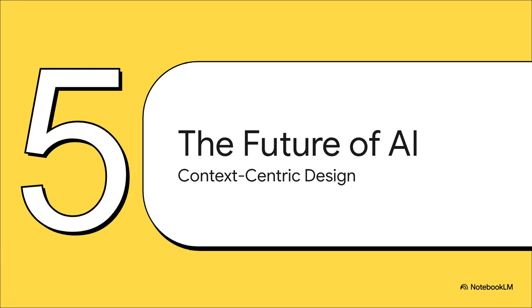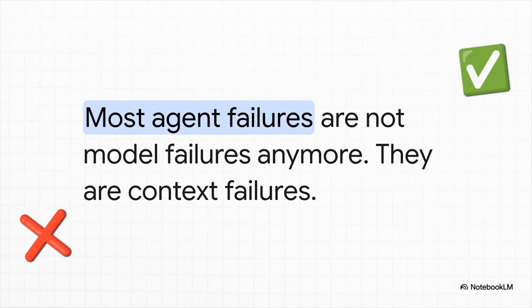Well, it points to a really fundamental shift in where the important work is happening when we build these AI products. If there's one thing you take away from this whole explainer, let it be this. For the AI agents we're building today, most failures are not model failures anymore. They're context failures. The AI didn't mess up because it wasn't smart enough. It messed up because the environment we put it in, the context we gave it, was broken or incomplete.